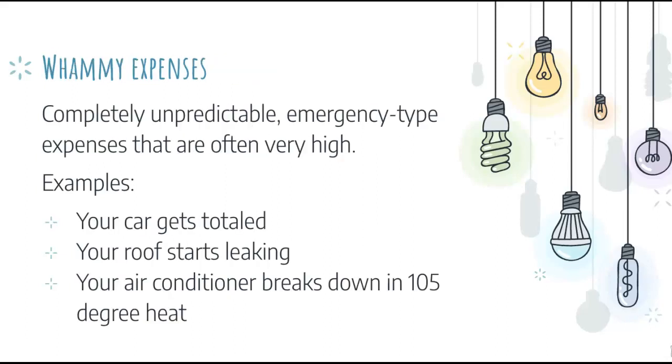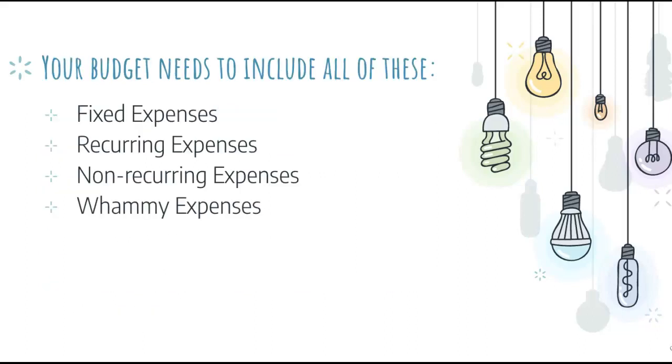Whammy expenses, like a big whammy, these are emergency expenses like having to go to the emergency room, a hospital visit. They're unpredictable. We just don't know when we might get hit with one of these, and usually they're very expensive. For example, your car could get totaled, your roof starts leaking, or your air conditioner breaks down and it's 105 degrees outside. So your budget needs to include all of these. And on your organizer, there are 5 examples of different types of expenses. And you just take a minute right now and select which kind of expense they are.